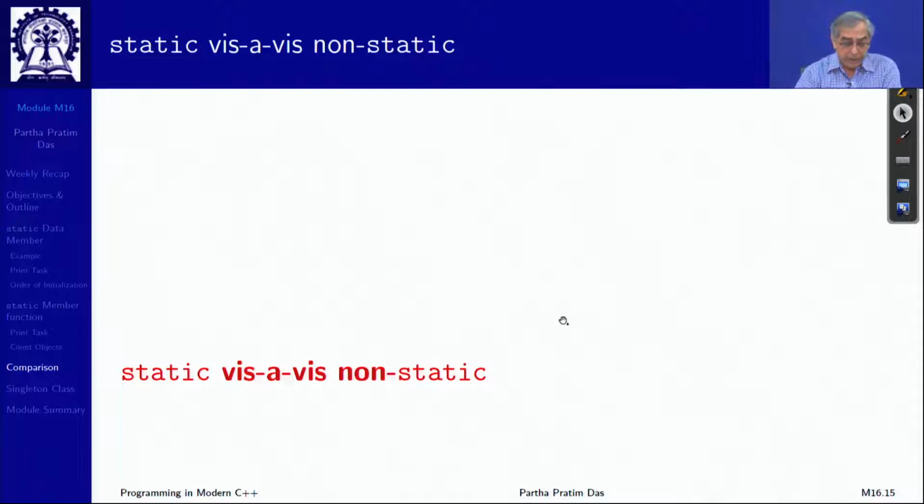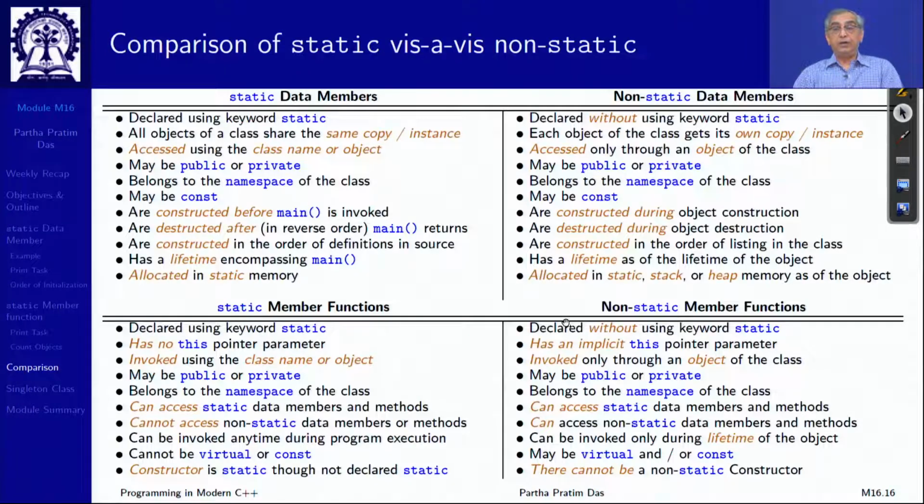To compare static versus non-static, I have given you a complete comparative information. All of these I have already discussed in terms of what we have been learning, but this is a compiled chart which you can refer to, if you have a doubt as to whether you can access a non-static data member from a static member function. You can look up here. No, you cannot access. Why you cannot access? There is no this pointer.